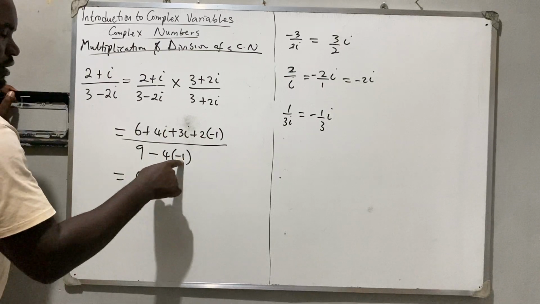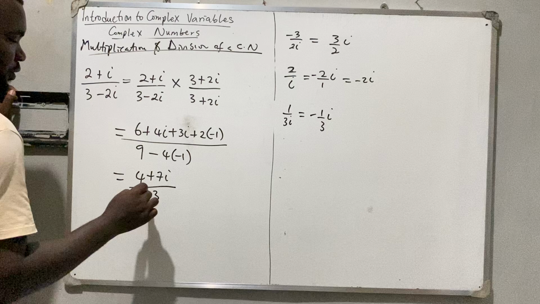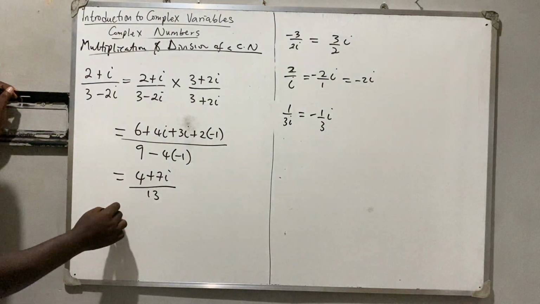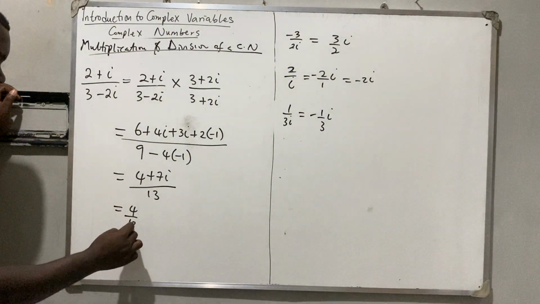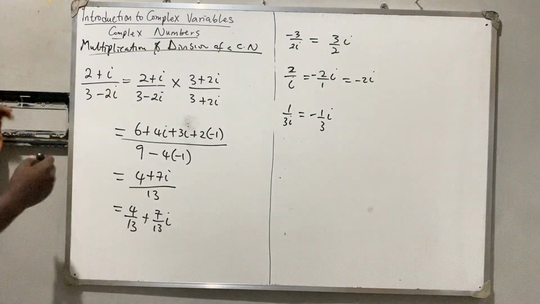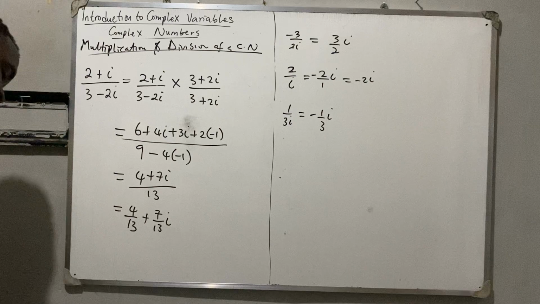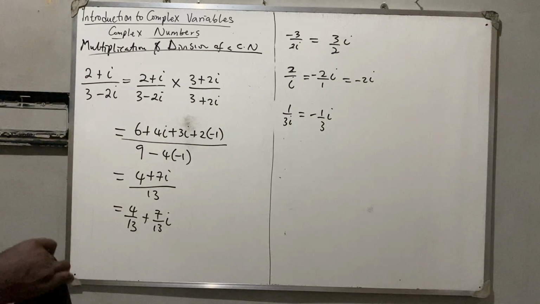4 times this minus 9, this will give you plus. So 9 plus 4 will give you 13. We don't leave it like this, so we separate it to be 4 over 13, the real part, plus 7 over 13 I, the imaginary part. So that is how you do that. Okay, so that is basically that for multiplication and division of complex numbers.